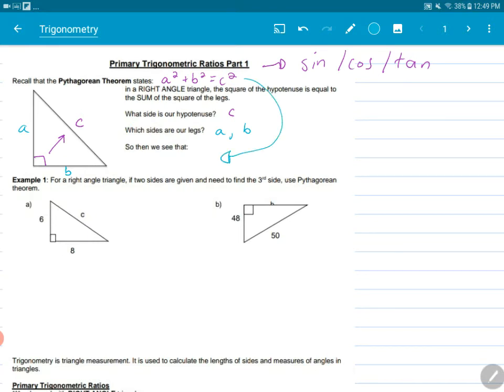All right, so for a right angle triangle, if 2 sides are given, you need to find the third side. You need to use the Pythagorean theorem. So here we have 8, 6, and C. It already labeled the sides for us, but I'm going to go ahead and label here A and B, and C is across from the right angle, so that's perfect. So let's write out our formula, which is A squared plus B squared equals C squared, and you want to fill in what you know.